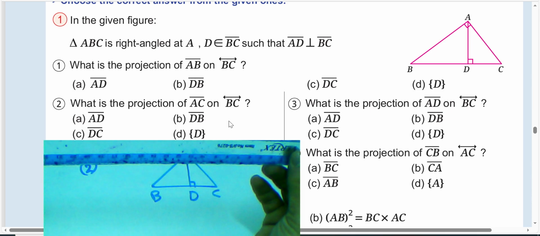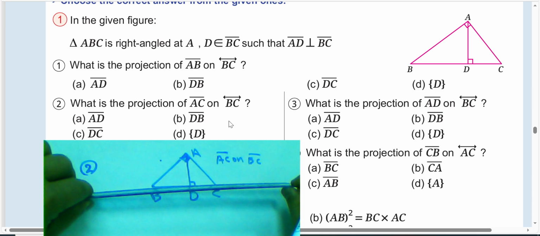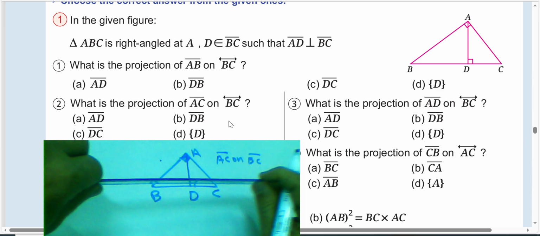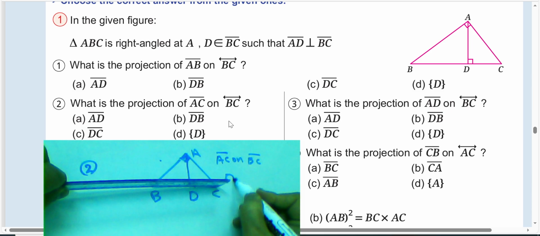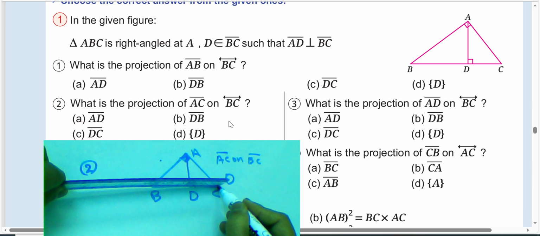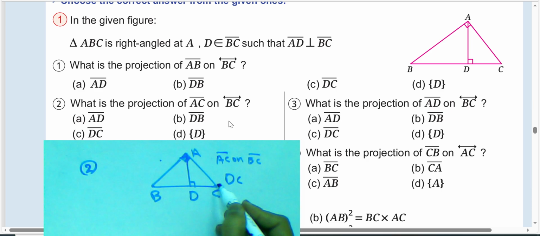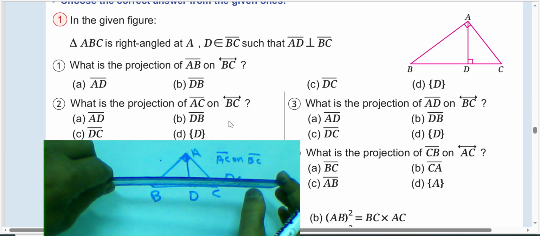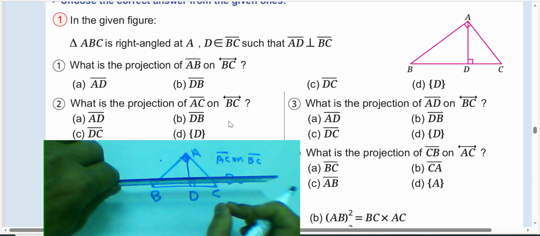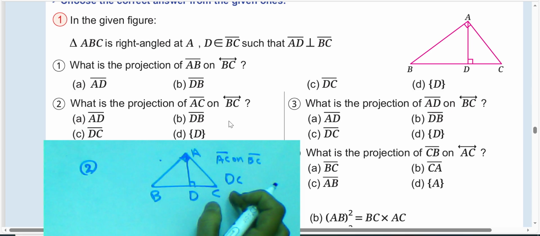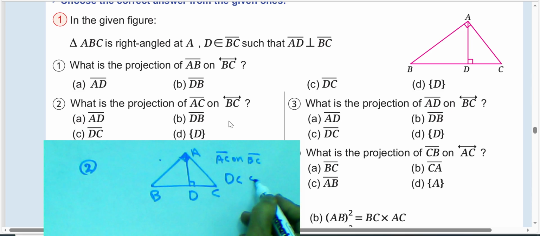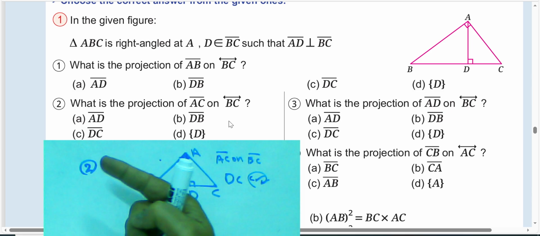Look, take a ruler and put it here at BC. Ask yourself, what is the projection of A? A will be D, and C is lying on the straight line, so C is the same. Any point lying on a straight line, the projection of this point is the same point. The same point C. The answer will be DC. Choose letter C.